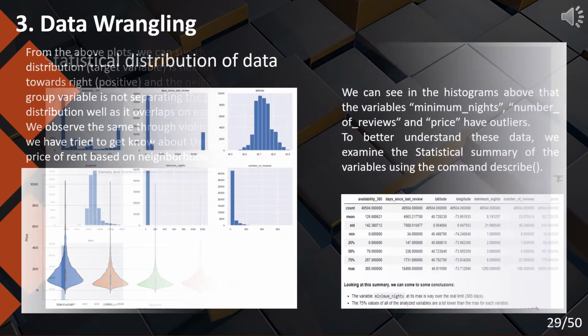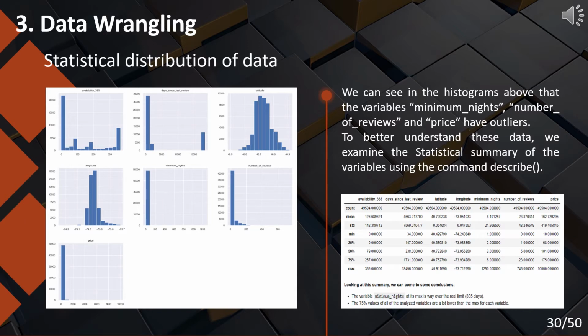Statistical distribution of data. We can see in the histograms above that the variables minimum nights, number of reviews and price have outliers. To better understand these data, we examine the statistical summary of the variables using the command describe. Looking at this summary, we can come to some conclusions. The variable minimum nights has a max way over the real limit, which is 365 days. The 75% values of all the analyzed variables are a lot lower than the max value for each variable.